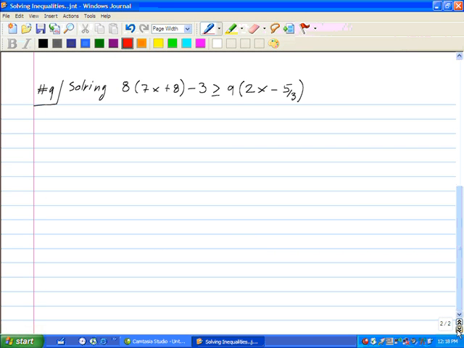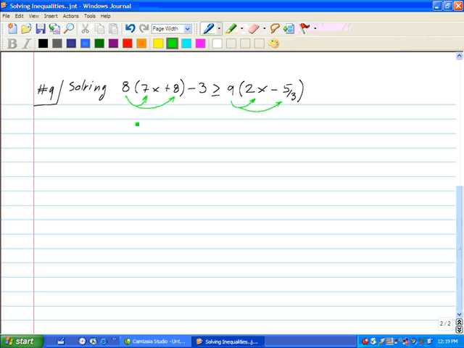Number 9. Solving the longer problem. This problem has a couple more steps, but again it's the same concept. Combining like terms eventually. The difference is this problem involves parentheses. Therefore we have to distribute first. Let's do that, by distributing, meaning multiplying.